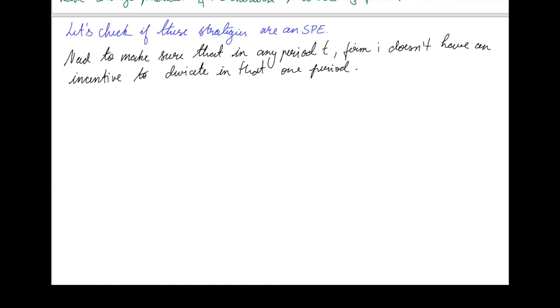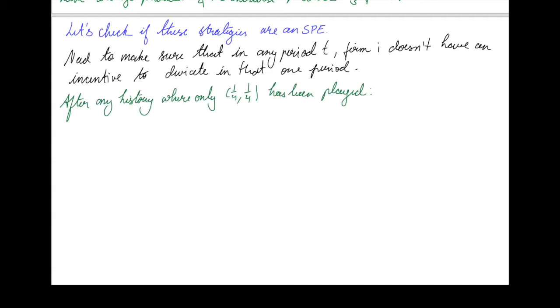Now we need to check that in any period t, firm i doesn't have an incentive to deviate in that one period, and we need to do that regardless of the history. So we need to check for all possible histories. So let's start first with any history where only 1/4 has ever been played.